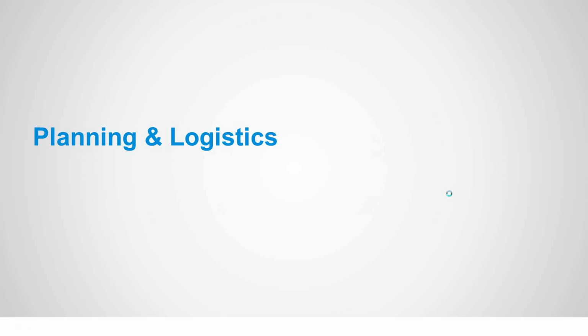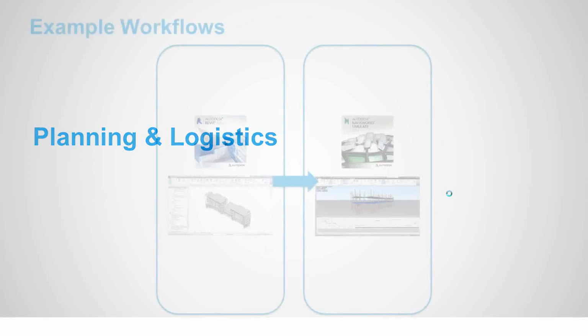Moving to planning and logistics, this is where you can take your Revit data into Navisworks Simulate, and you can do your reviews, but you can also run construction logistics sequencing. This is bringing in a Gantt chart that you can use to drive the building of this model.